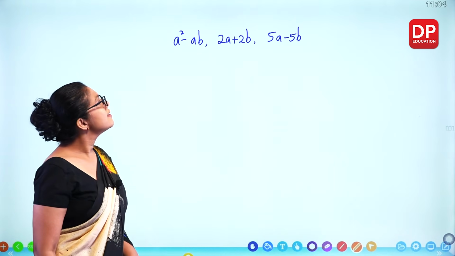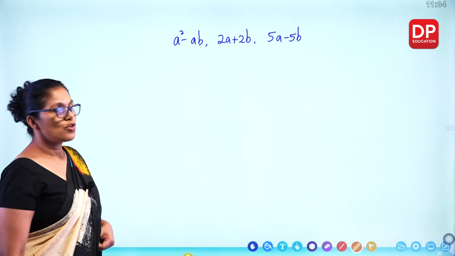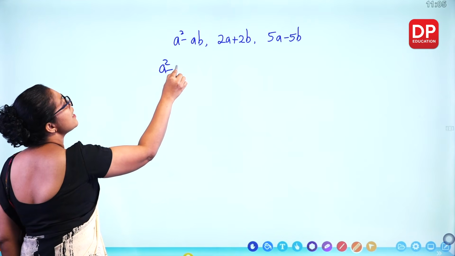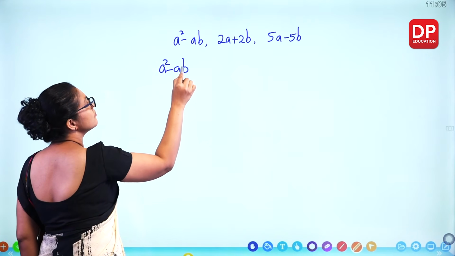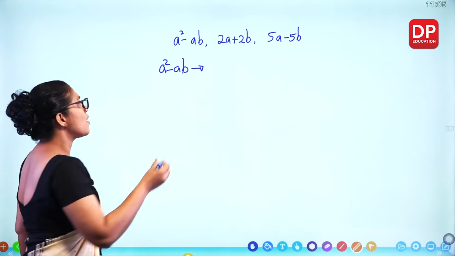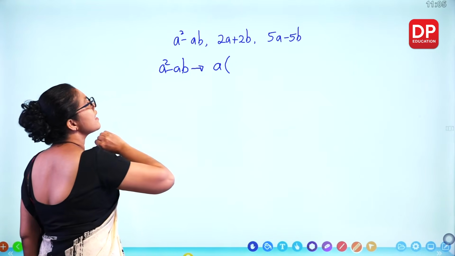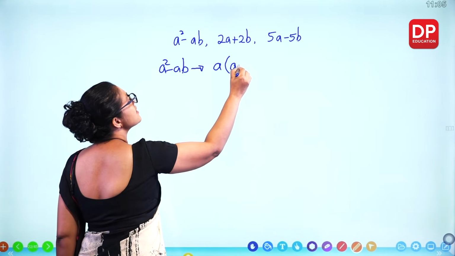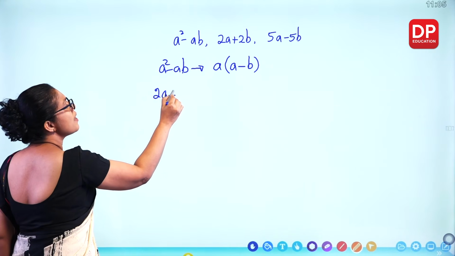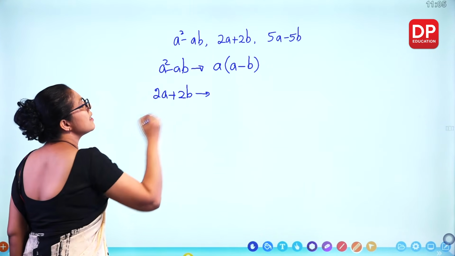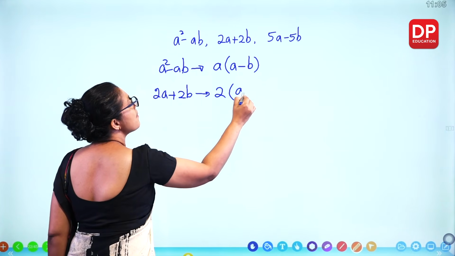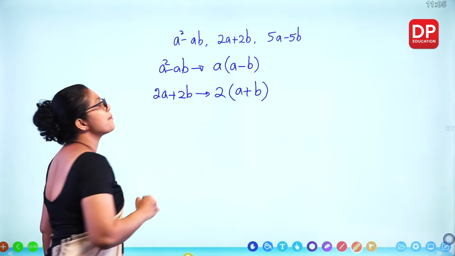Now we'll take these 3 binomial expressions. So first thing, you need to factorize. So when you take a squared minus ab, how do you factorize this? A is common, take it out. When you take a out, what's remaining? You get a minus b. Take the other expression, 2a plus 2b. What's common here? 2 is common, take it out. A plus b is common.